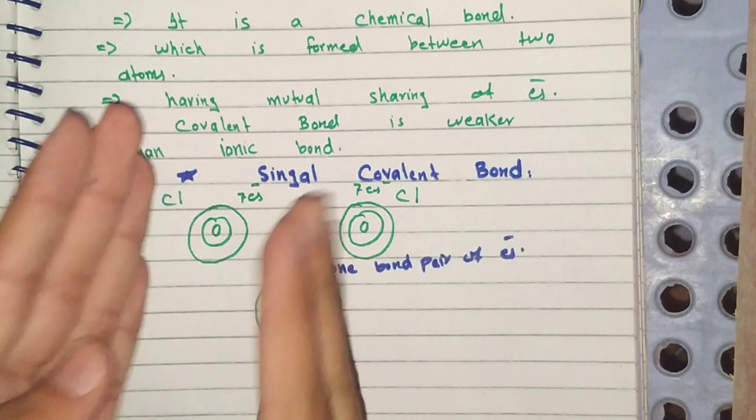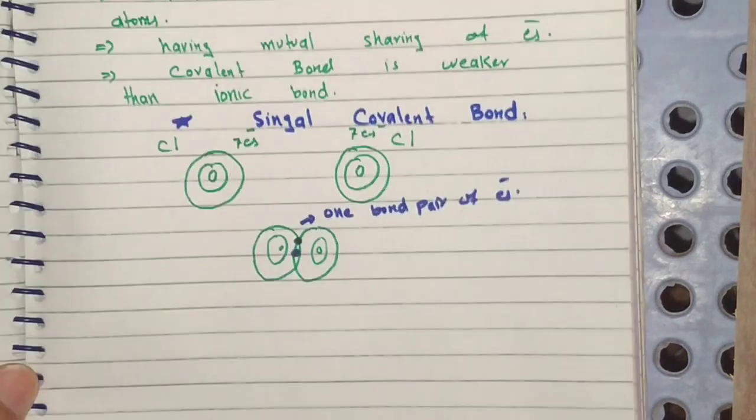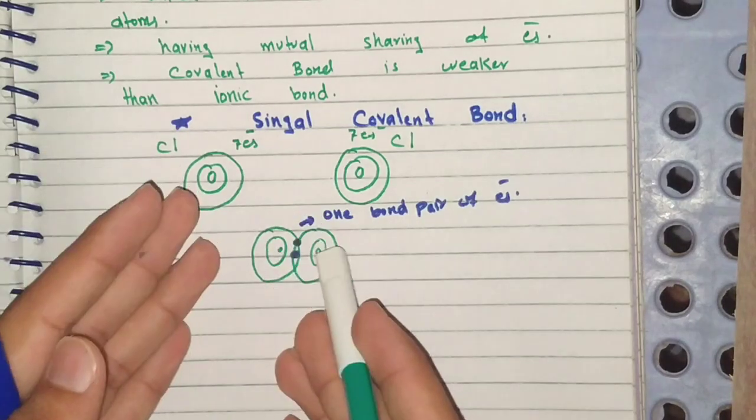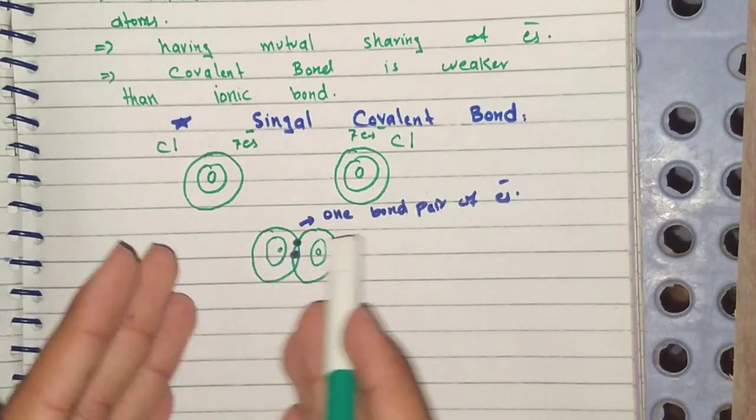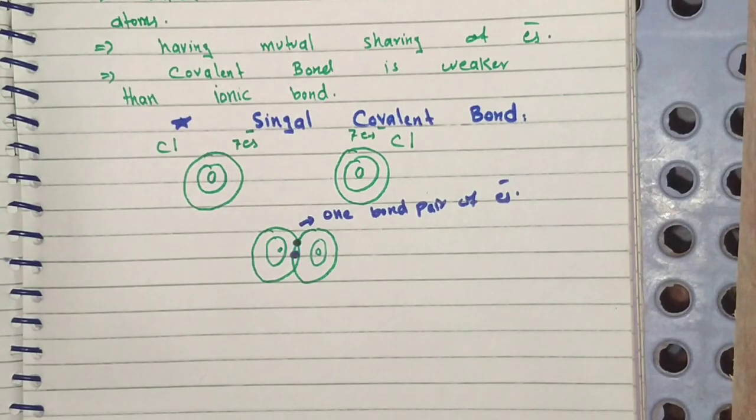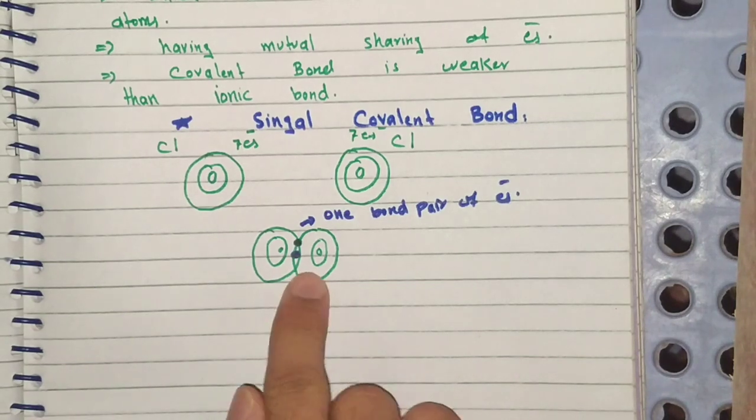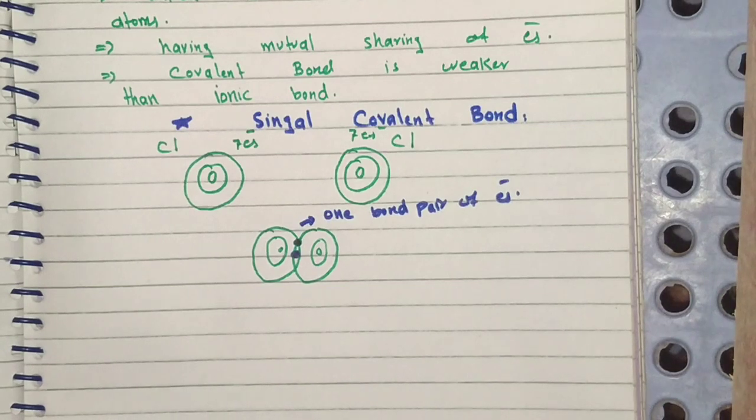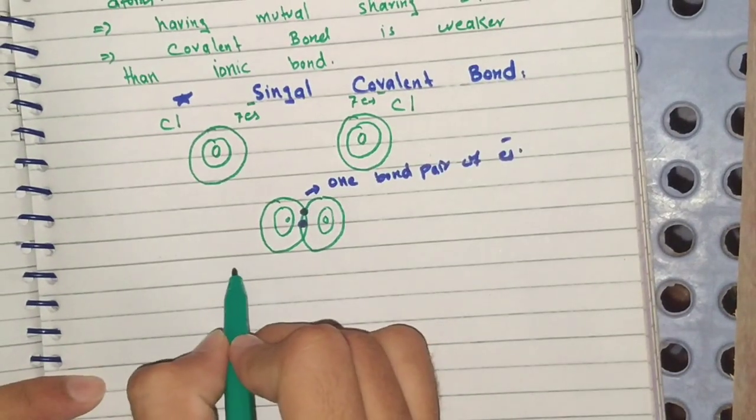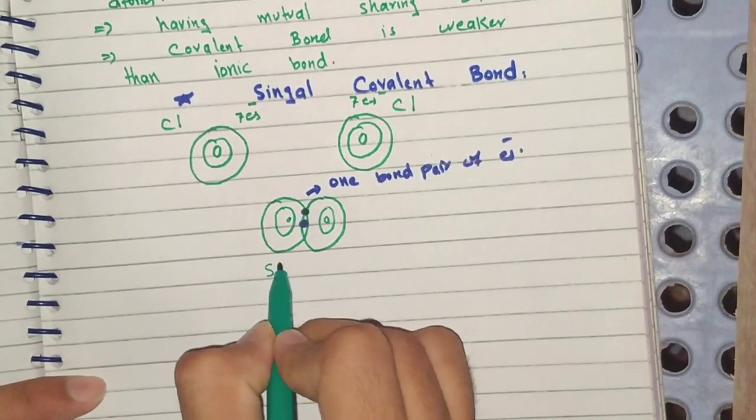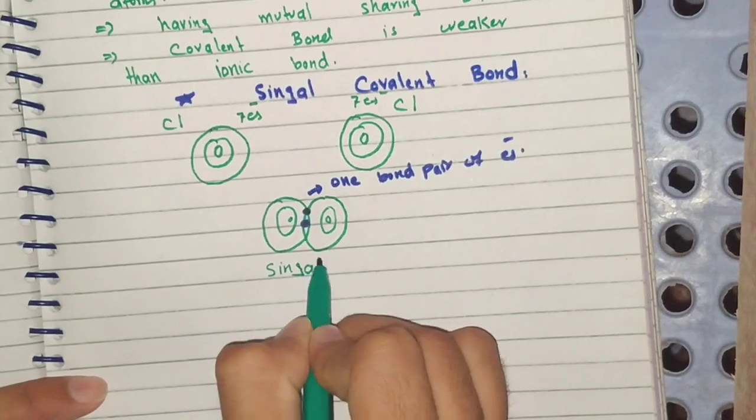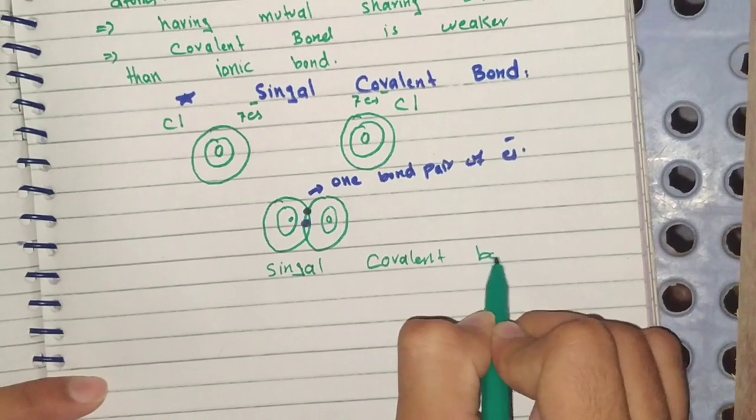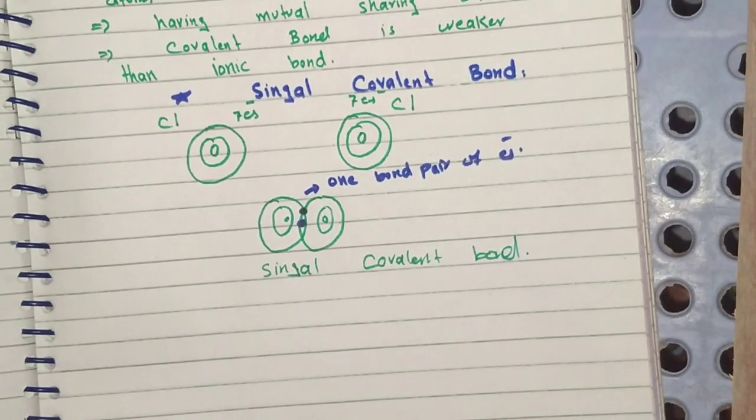So they come close to each other and form a bond which is called covalent bond. They only share electrons here, and this is one bond pair of electrons. So that's why it is called single covalent bond. That is the example of a single covalent bond.